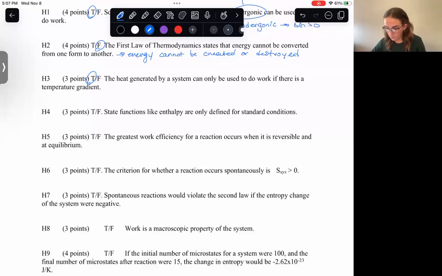Sweet. Okay, question 4. State functions like enthalpy are only defined for standard conditions. True or false?